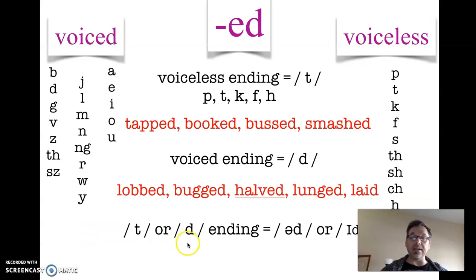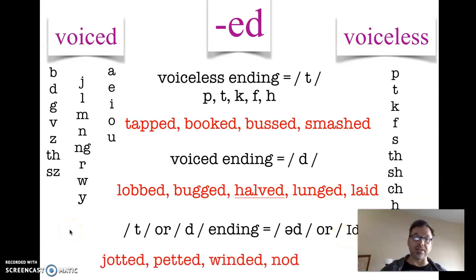Either of these sound endings gives us ud or id, similar to the S suffix. Let's look at some examples. Jotted, petted, winded, nodded, founded. Some people tend to say ud, and some people say id. For myself, if you listen, I think most of mine sounded very clearly like id and not ud. Both are fine, just different people will do different things.